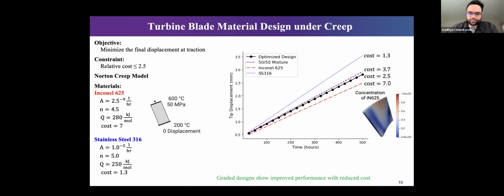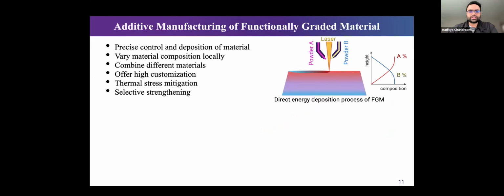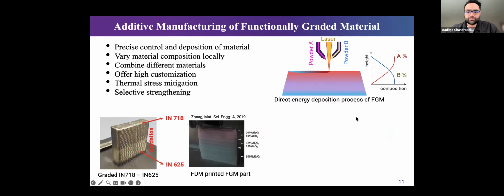So that sets the idea that we really want to go towards making components with graded design. But now came the question: how do you in fact manufacture them? And lo and behold, additive manufacturing is well positioned to build this. The idea being that you can do precise control of position, vary the composition locally, and so on. We are in fact using directed energy deposition for our manufacturing process.